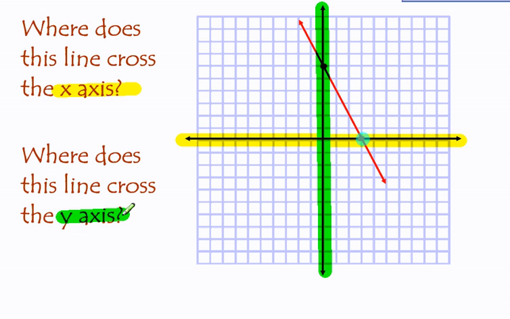Remember that this coordinate plane has another name. It's also called the Cartesian plane, which you guys have been learning in Mr. Mill's class about René Descartes, and that's who this is named after, Descartes, and it was called the Cartesian plane. So where does this line cross the y-axis? Well, it crosses right here at this point.